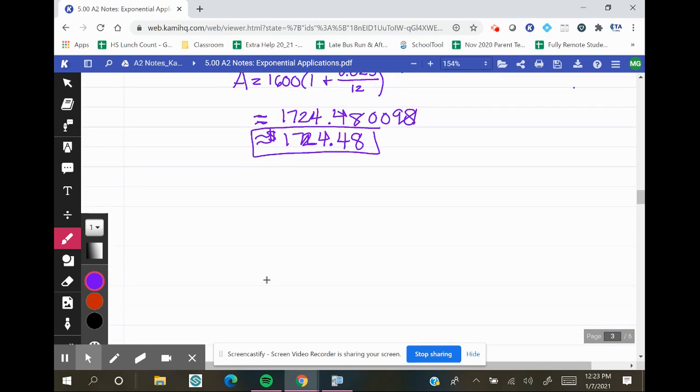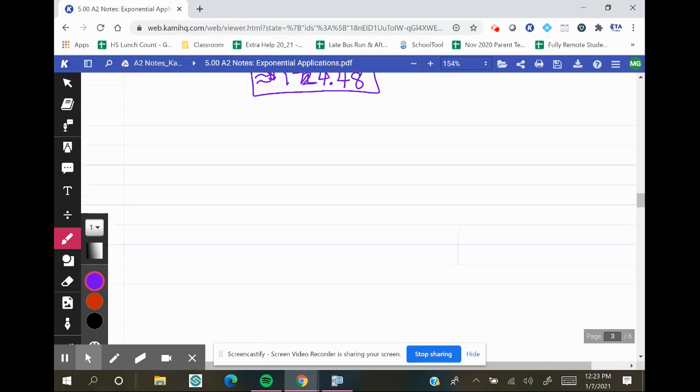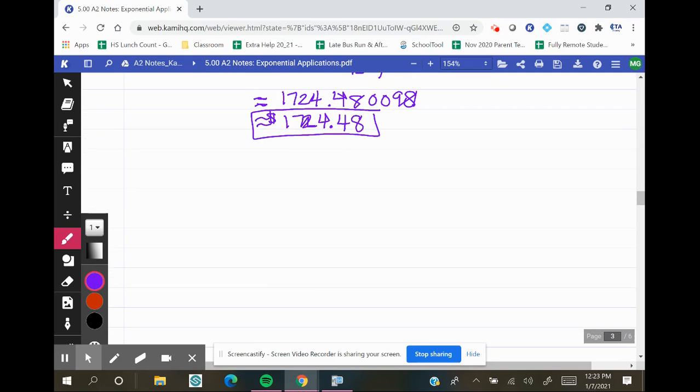And next up, we're going to do continuously compounded interest.